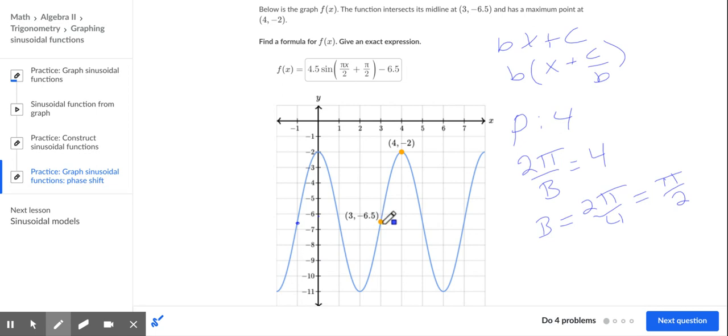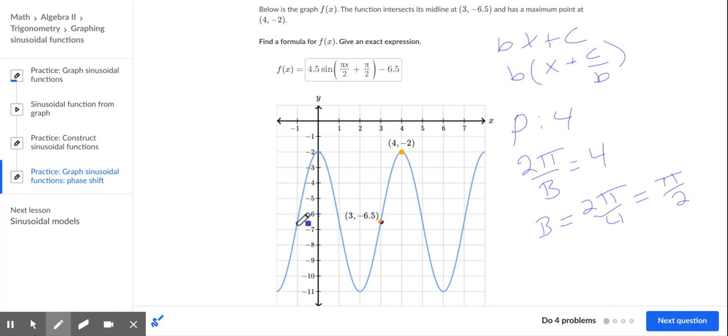I could choose this as my point. I didn't, but I could. I could choose this as my point, right? Because it's at the midline going up. So I could say left 1, or I could say right 3. So my negative 3 would be my shift. I could say negative 7 is my shift. Any of those would work. They would give me the exact same graph.